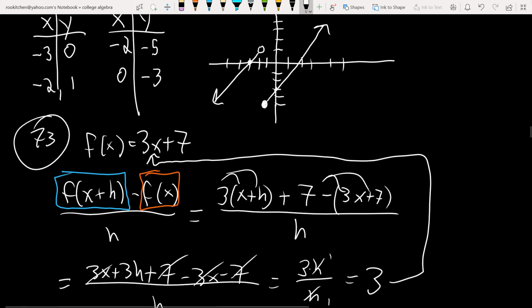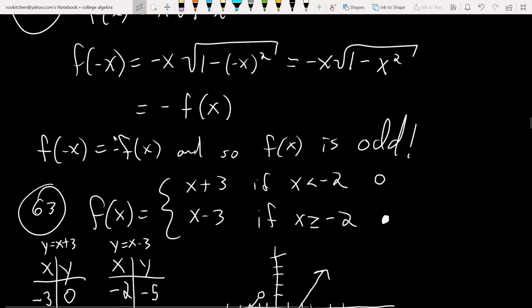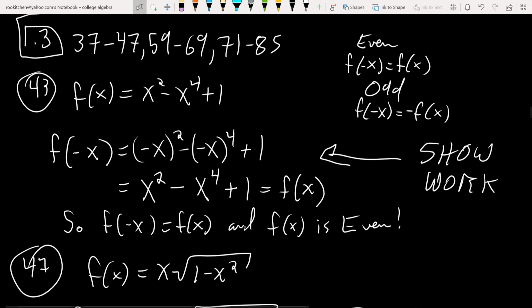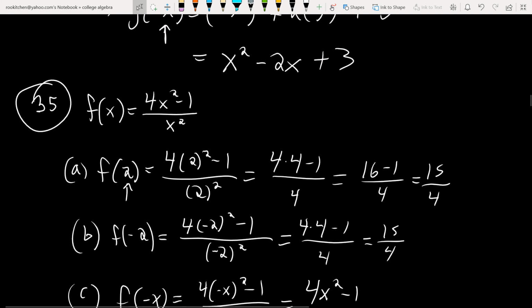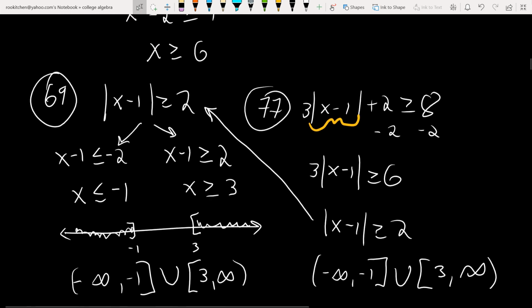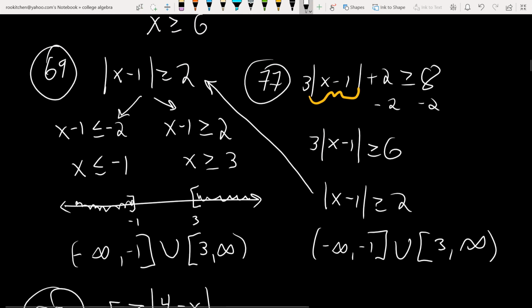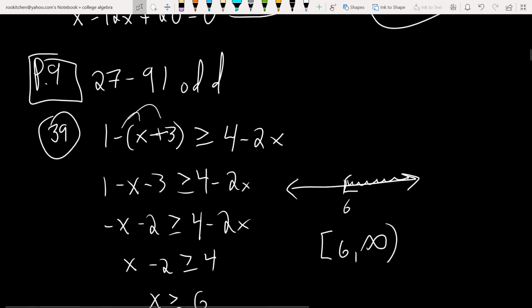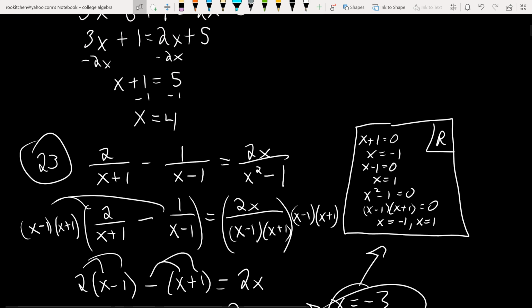If this formula is on there, I will give it to you. Okay, I don't expect you to memorize that. You have to know how to identify even and odd functions, so you kind of have to have this definition memorized. You have to know how to do this inequality split, so you kind of have to have that memorized. And I think that's about it.